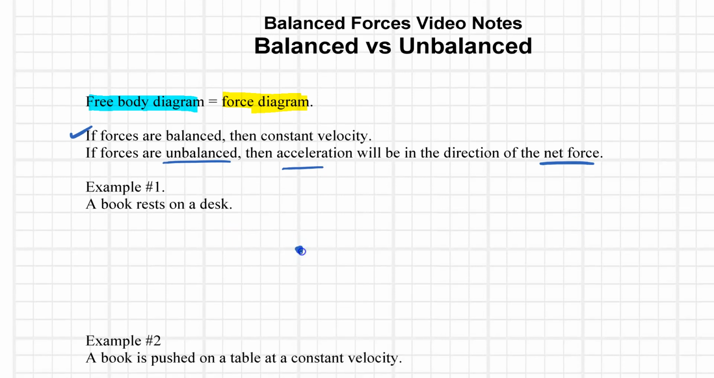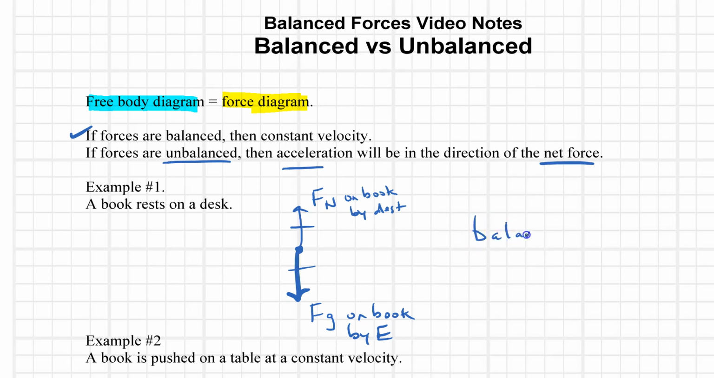First example, we'll try to keep it real simple, is a book rests on a desk. So if I were to draw the forces acting on that, there'd be a force of gravity on the book by the earth, and there'd be the desk. This would be a normal force on the book by the desk. And I put those equality marks in there to say that it is balanced. Okay, constant velocity of 0, not accelerating.